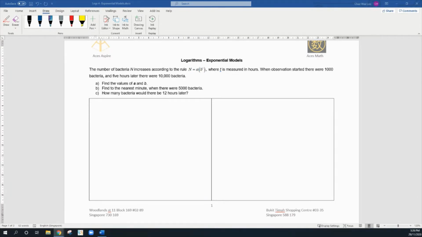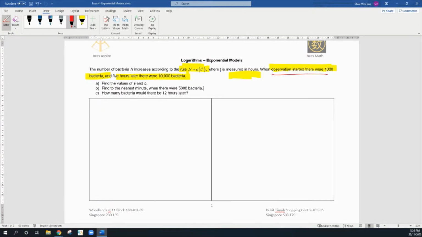So what I have here is an equation describing the population of bacteria at any given time in terms of hours, where A and B are constants but unknowns right now, to be solved. And we are given two pieces of information. That is, when the observation started, the population of the bacteria was 1,000, and 5 hours later, it will be 10,000. Now, whenever I see this, I always translate them into its mathematical form right away.